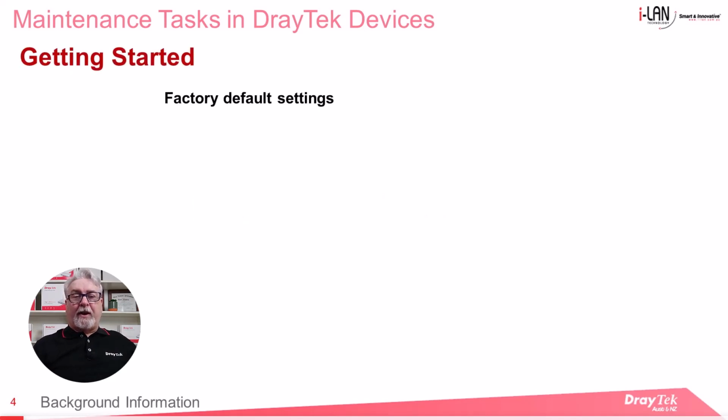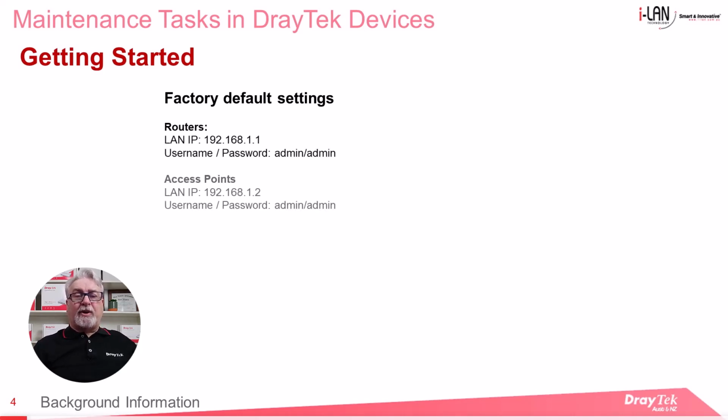First, be aware that the factory default settings vary by device and model. Most DrayTek routers have a default LAN IP of 192.168.1.1, while access points have the LAN IP address of 192.168.1.2, and Vigor switches usually have a default LAN IP of 192.168.1.224. However, this can sometimes vary, so always check out the Quick Start guide before you do anything else.